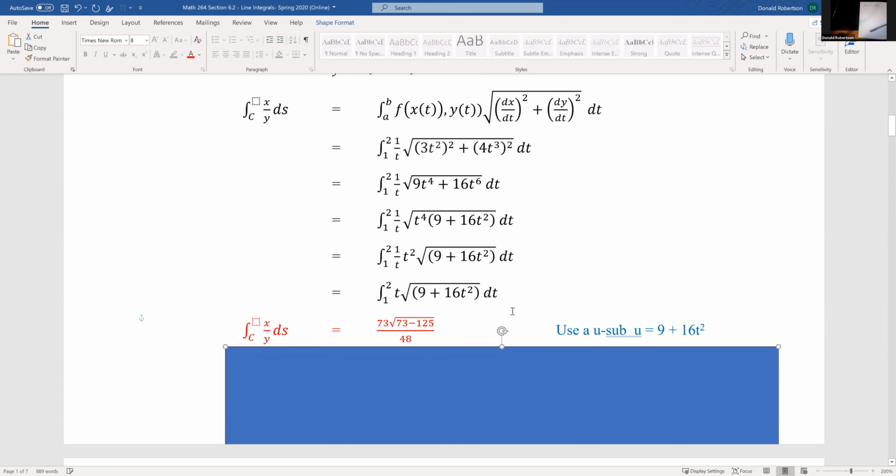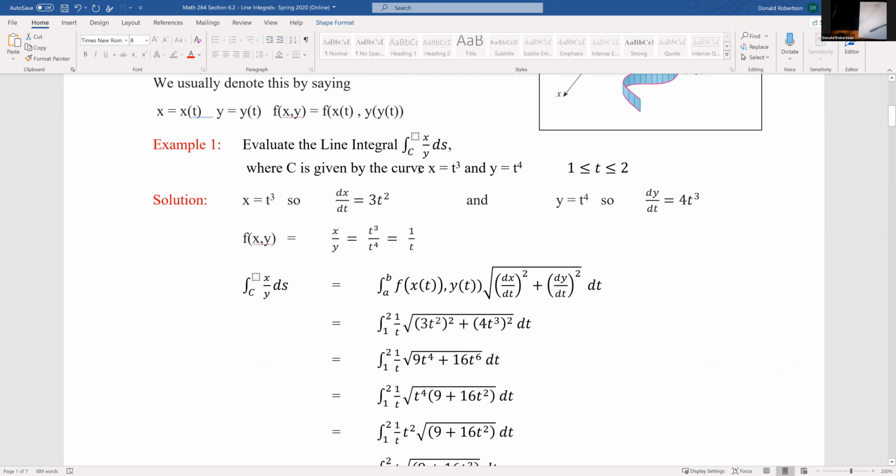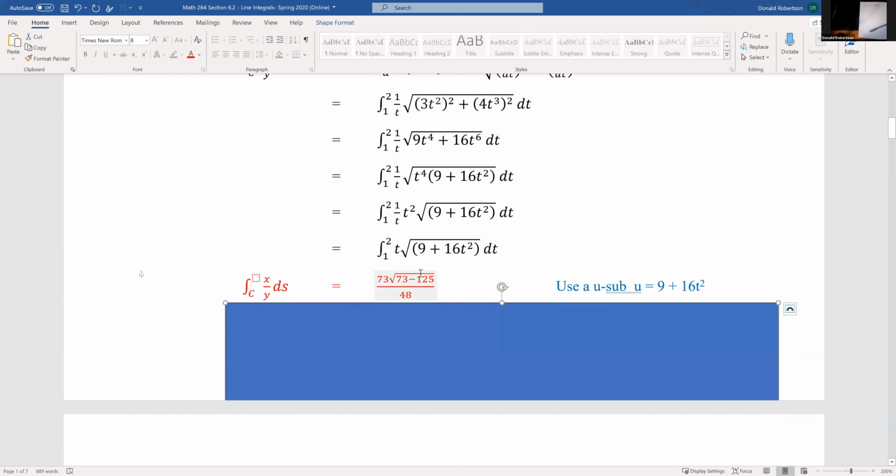Well, if you do that, and I've skipped a whole load of lines, but you can imagine that's what you get, and I know that's what you got because I checked it. So our line integral for this function along this curve ends up being that number.